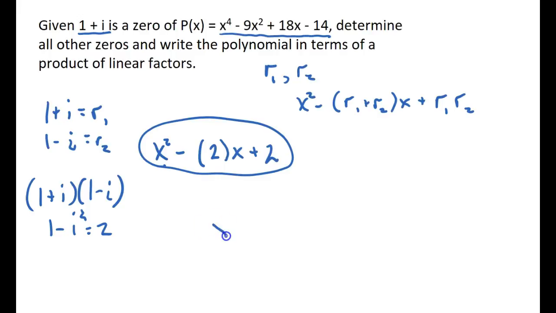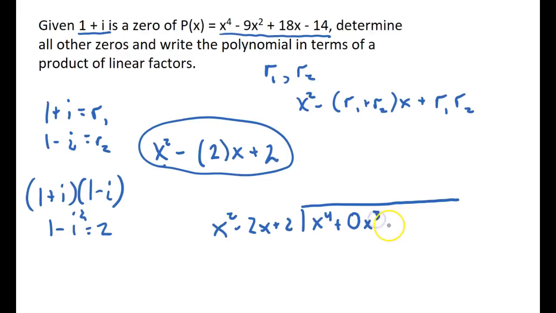I'm going to divide it, and my quotient will give me my final two zeros. I need to put a 0x cubed, minus 9x squared plus 18x minus 14. If we don't get a remainder of 0, we know we've done something wrong.